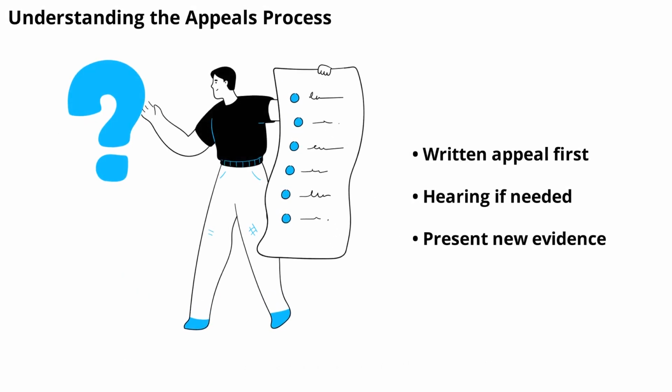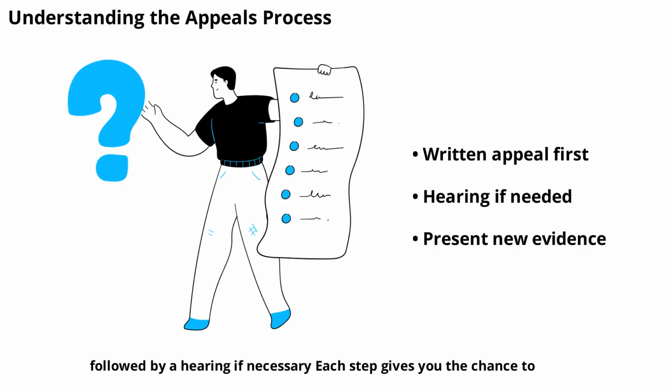The appeals process for Social Security corrections involves several steps. You may start with a written appeal, followed by a hearing if necessary. Each step gives you the chance to present new evidence and explain your case. Understanding the process helps you prepare and increases your chances of success.